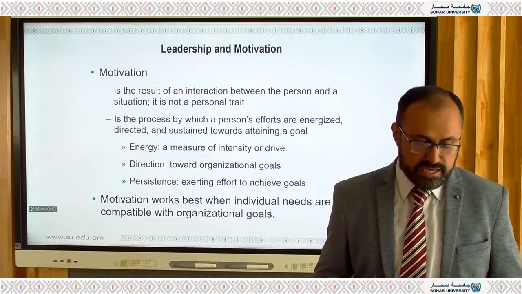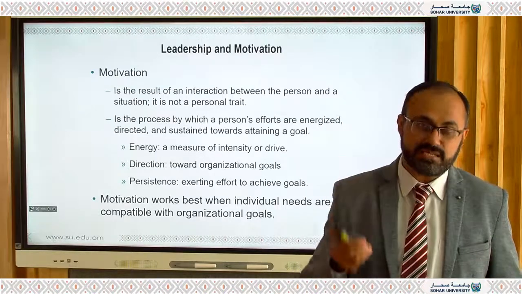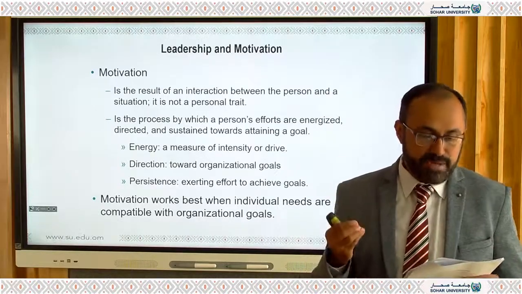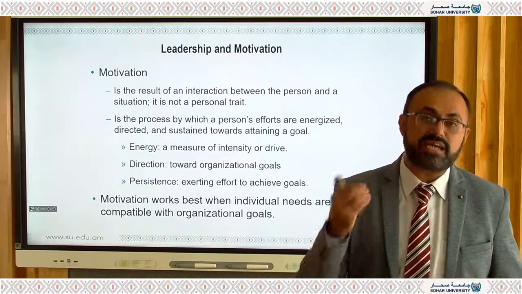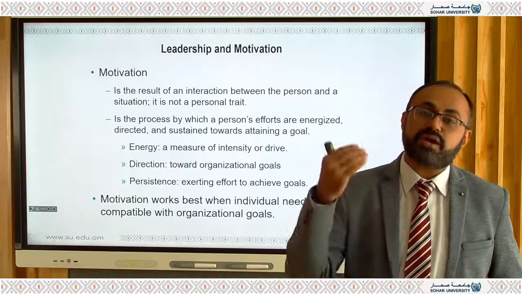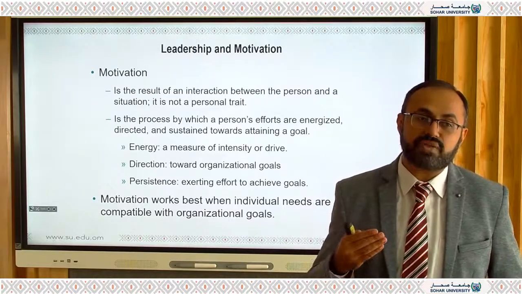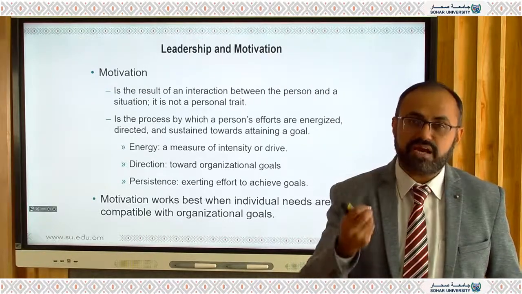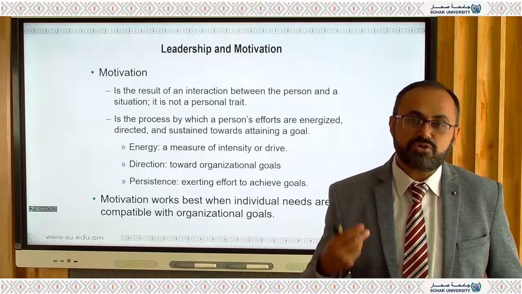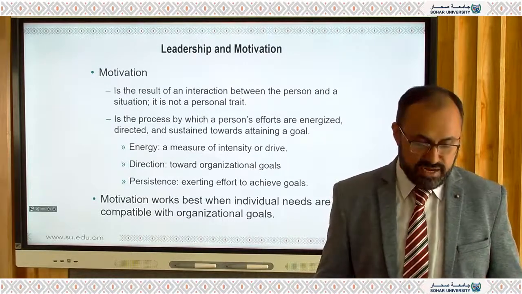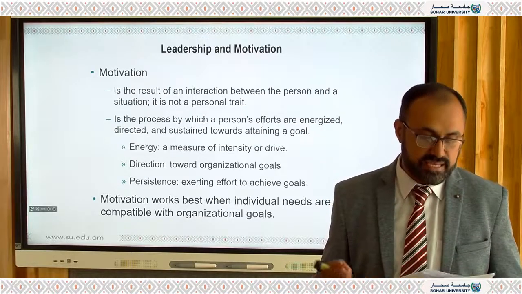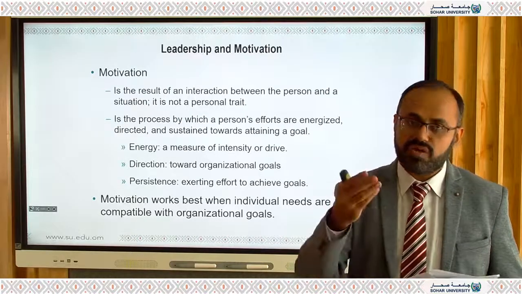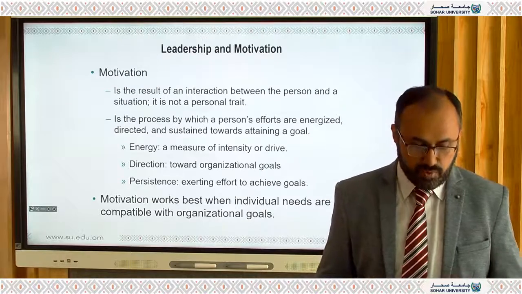So if you talk about it as a process, motivation is the process by which a person's efforts are energized, directed, and sustained toward attaining a goal. For example, I motivate them with rewards, I motivate them with my gestures, free will, giving them free time. So this will motivate my team, and they will achieve those things. So now there are three actually things: energy, direction, and persistence. We will talk about this in our class in more detail.